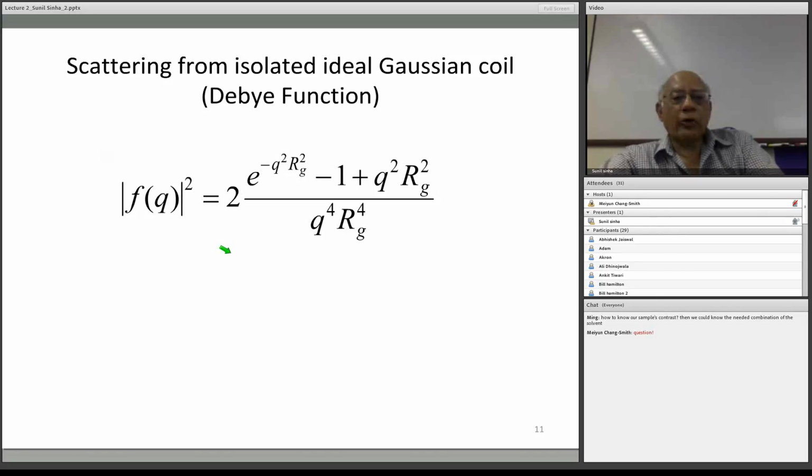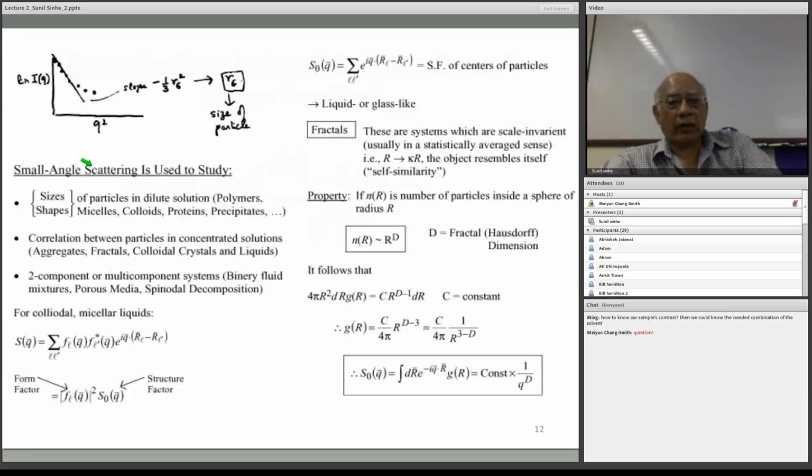One thing I wanted to point out about this form factor is that it asymptotically goes like 1 over q squared. So whenever you see this asymptotic behavior, 1 over q squared, that sometimes is an indication that you've got a nice Gaussian coil, scattering from a Gaussian chain or a polymer chain in solution. I'll talk about this in some more detail when I've talked about fractals.